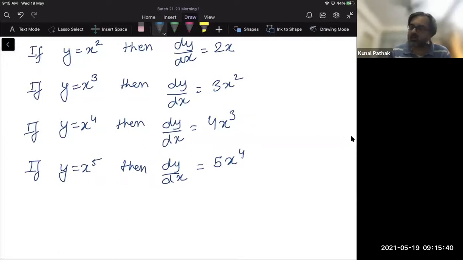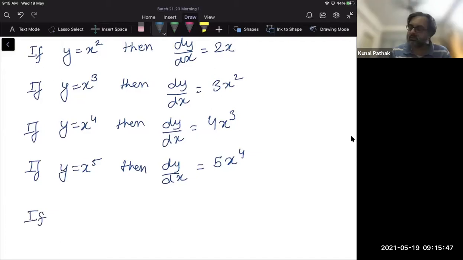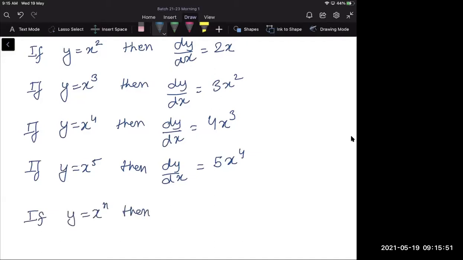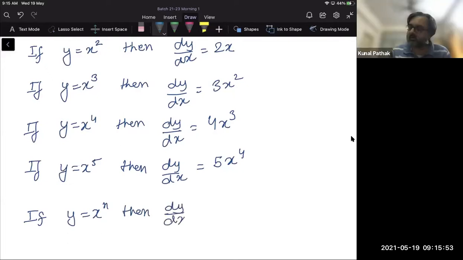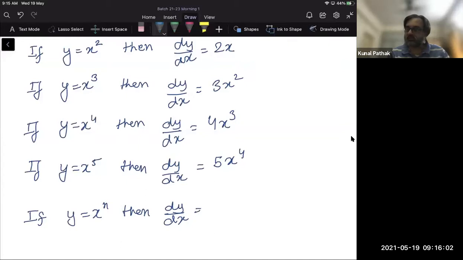Yes, Shreyas, tell me what you want to say. Yes sir, sir, that only. Okay, tell me this one, Shreyas. Y is equal to x power n. Then dy by dx is equal to what? Sir, it should be n x to the power n minus 1. Very good, Shreyas. Very good.